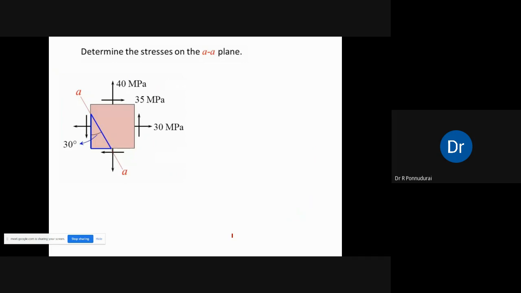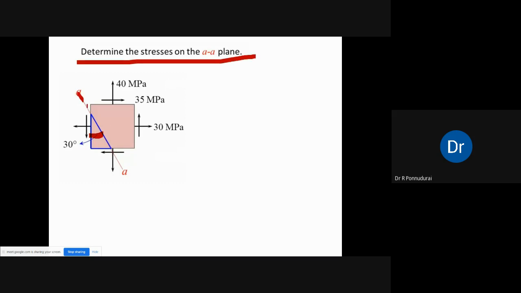Okay, let us assume that for a 30 degree angle of rotation, you are asked to find the normal stress and the shear stress in this plane. How to go for it? Determine the stresses on this AA plane, which is at 30 degrees to the vertical. Just note down this sketch.